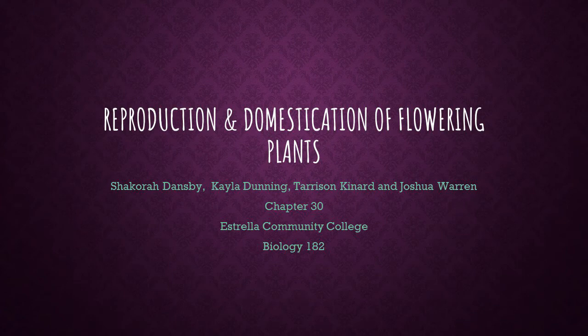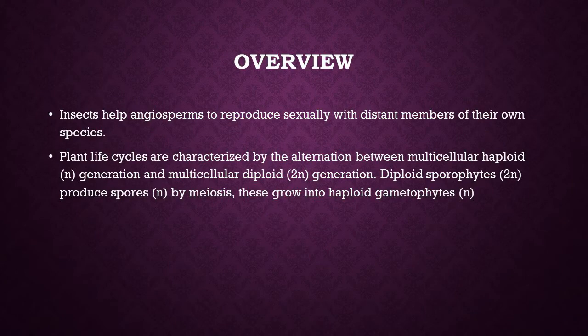So first off, with an overview, insects help angiosperms to reproduce sexually with distant members of their own species, and plant life cycles are characterized by the alternation of multicellular haploid generation (n) and multicellular diploid generation (2n). Diploid sporophytes (2n) produce spores (n) by meiosis, which grow into haploid gametophytes (n).